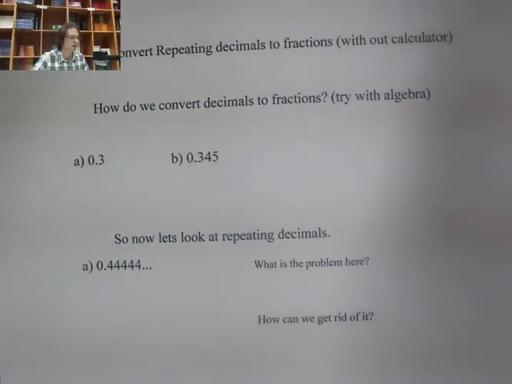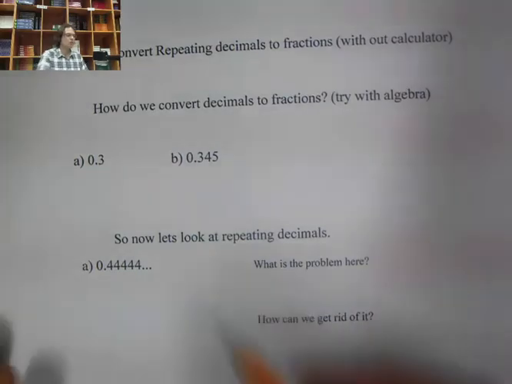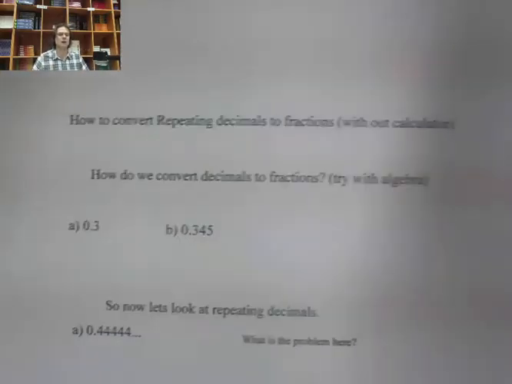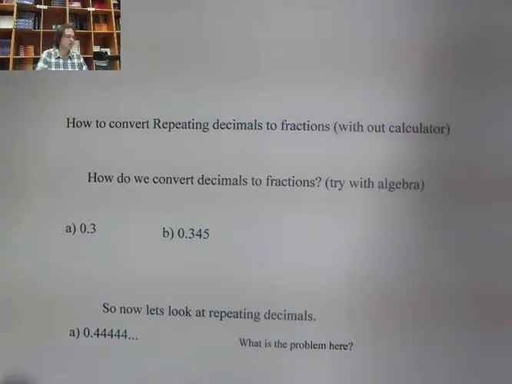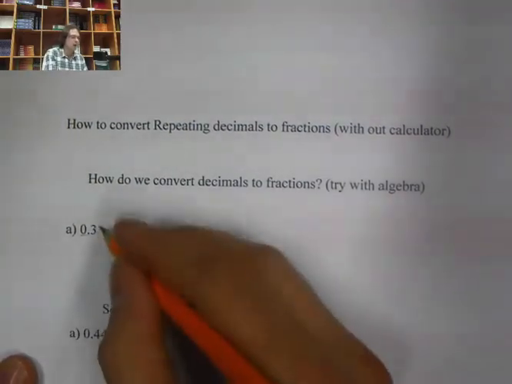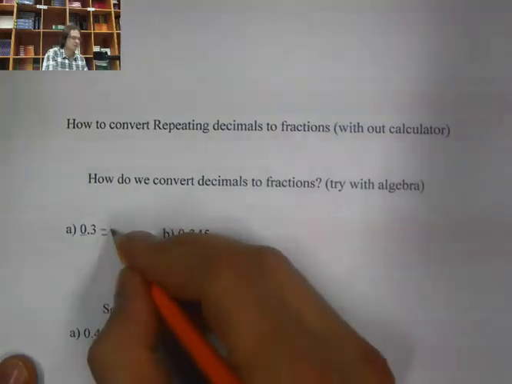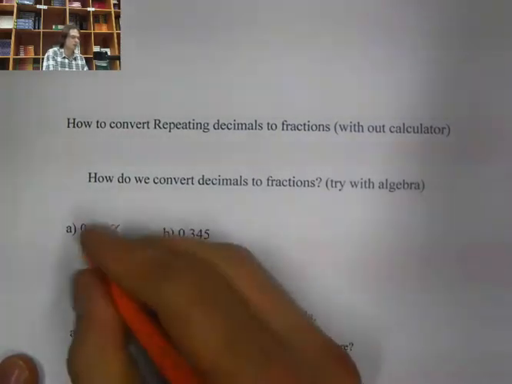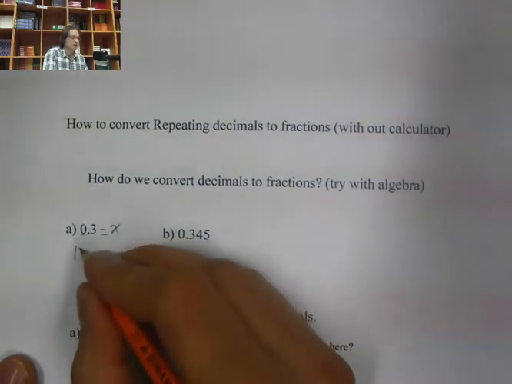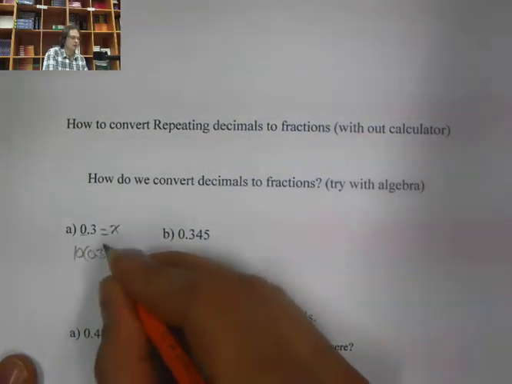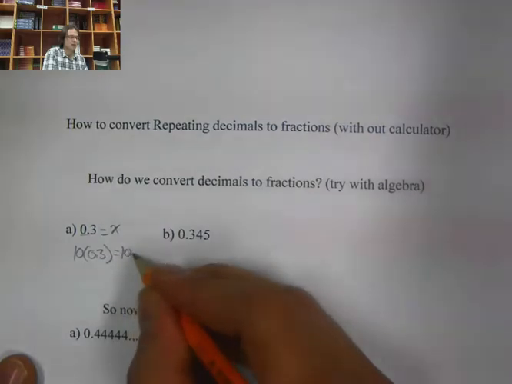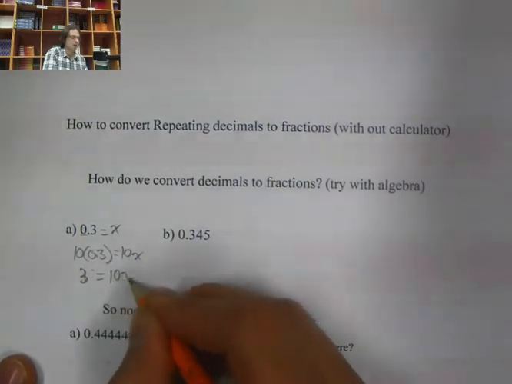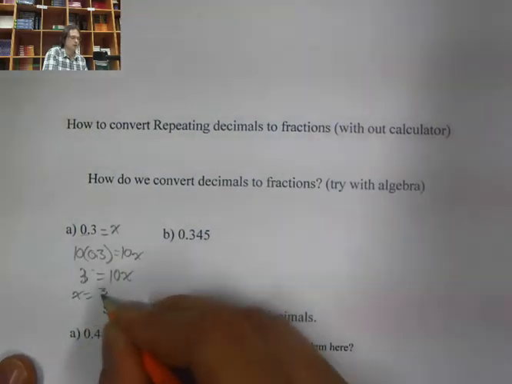Now the next one here is we want to convert repeating decimals or decimals into fractions. So how do I convert decimals into fractions? This one right here, I'm going to show you a different way. We're going to say that's equal to x, right? Now I want to get rid of the decimals. How do I get rid of the decimals? I multiply by 10. So 10 multiplied by 0.3 is the same as 10 multiplied by x, which gives me 3 is equal to 10x. So then x is equal to 3 over 10.